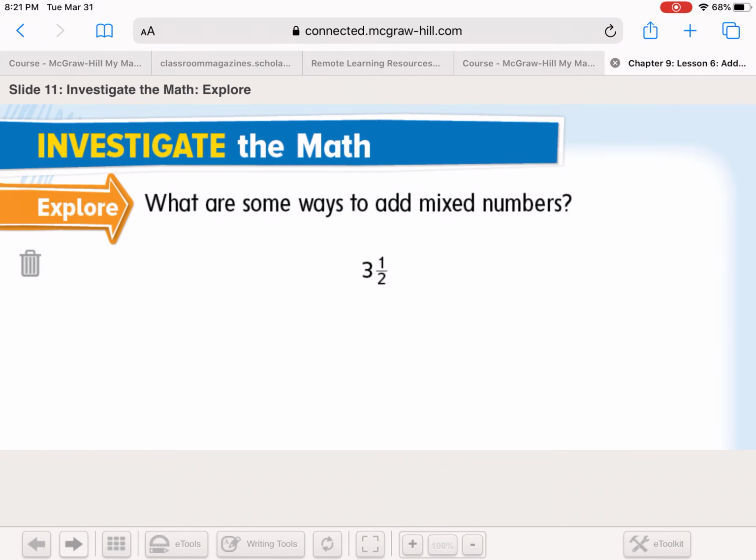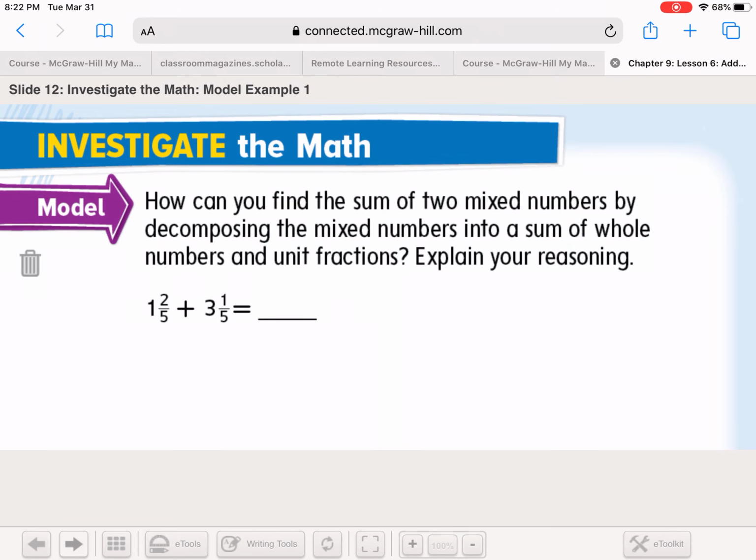What are some ways to add mixed numbers? You just add them together. You can add them together. Well, let's find out. Let's do it, you guys. I'm ready. Are you ready? I'm ready. How can you find the sum of two mixed numbers? By decomposing the mixed numbers into a sum of numbers in unit fractions. Okay.